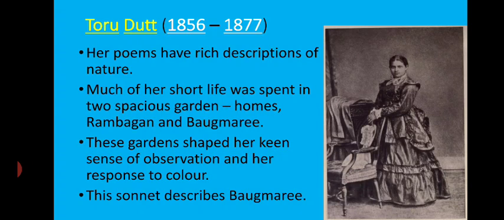So this poem is a sonnet. Sonnet is a poem having 14 lines. So this poem also has how many lines? There are 14 lines in this poem. So it is a sonnet and this sonnet describes Bogmari. Bogmari is her garden. Now let's start the poem.